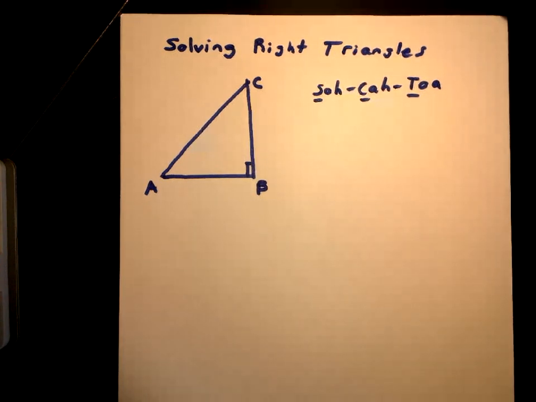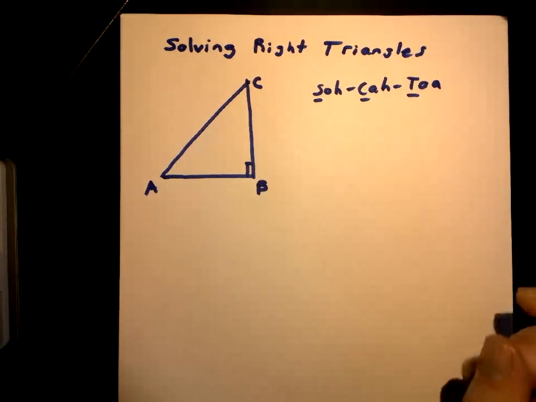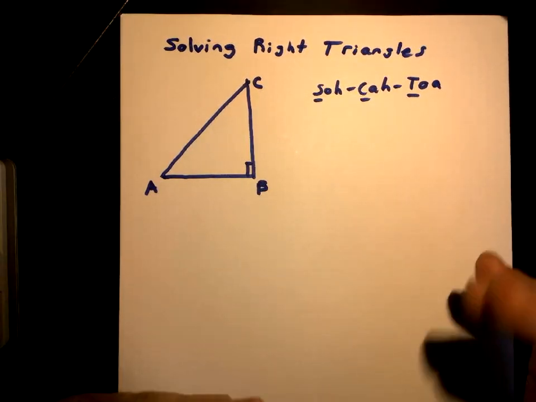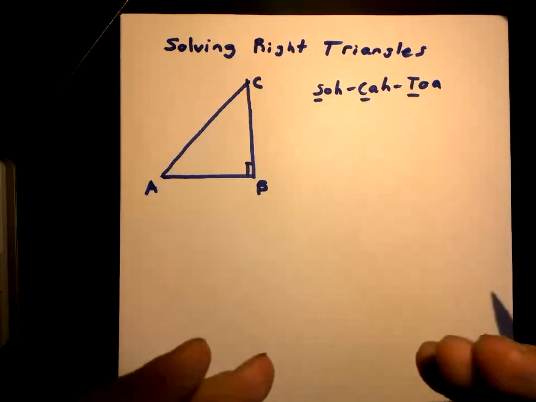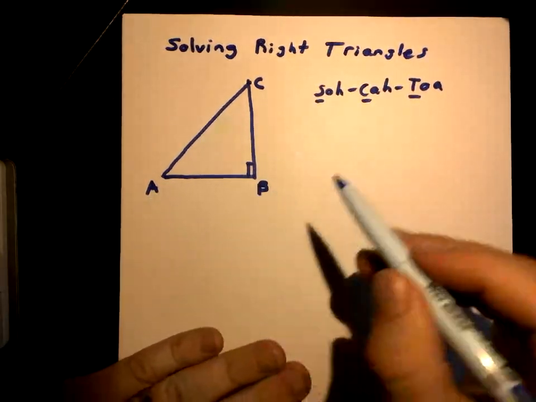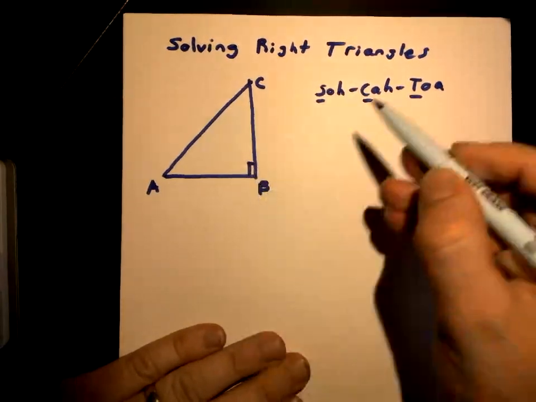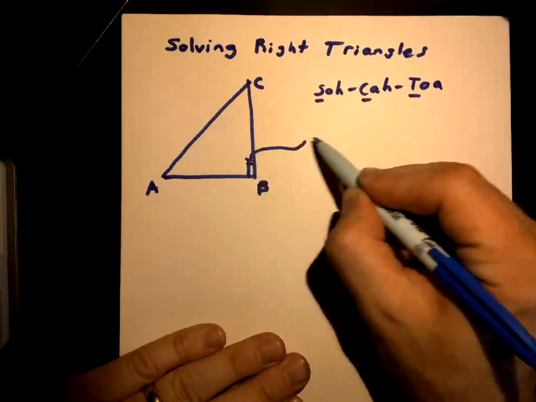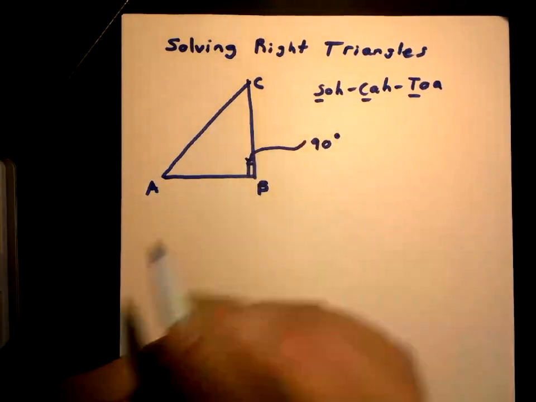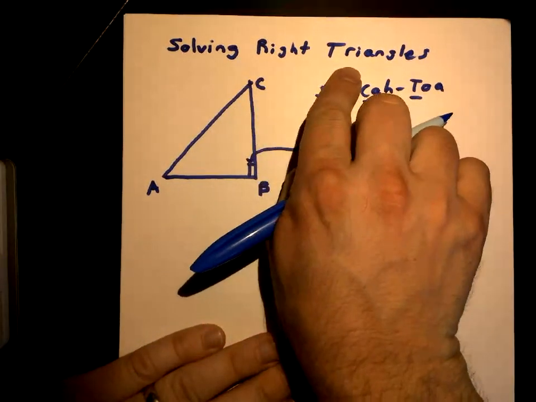Solving right triangles is not that bad of a problem solving strategy, but it's a way to kind of see what we're doing. So when we have a right triangle, remember, a right triangle is identified by this. This right here is 90 degrees. That means you are dealing with a right triangle.